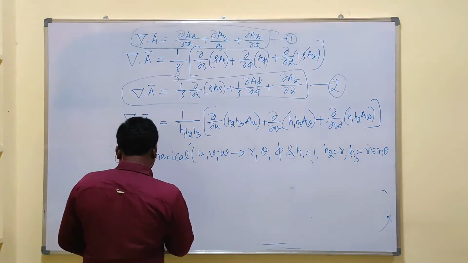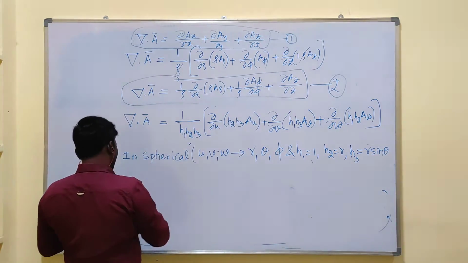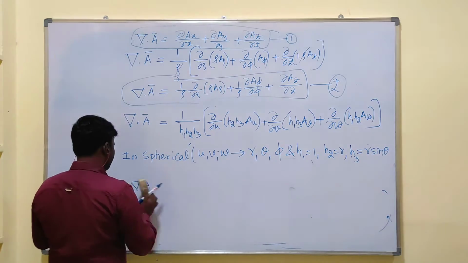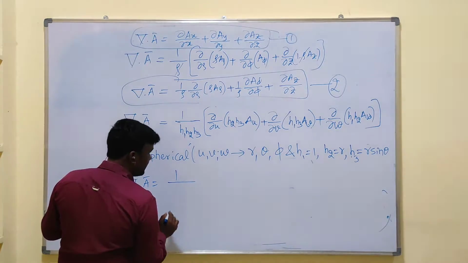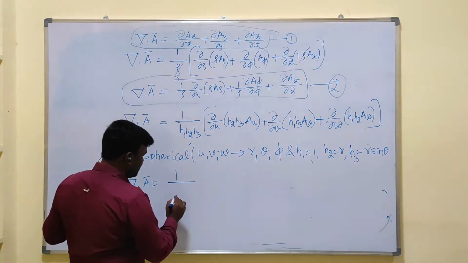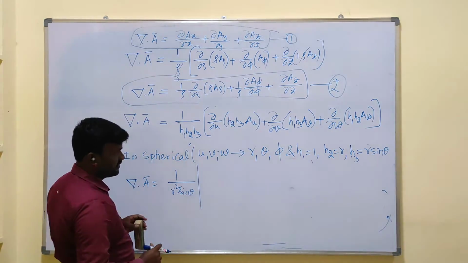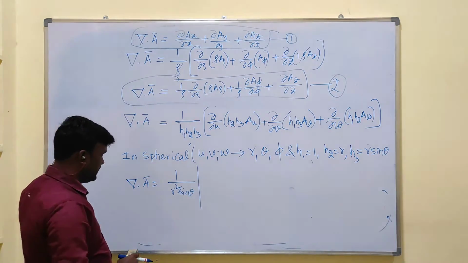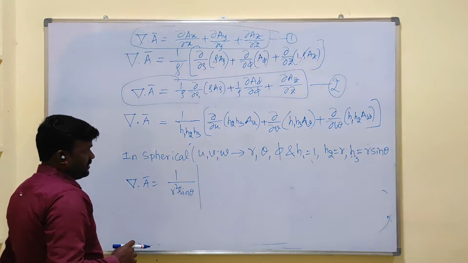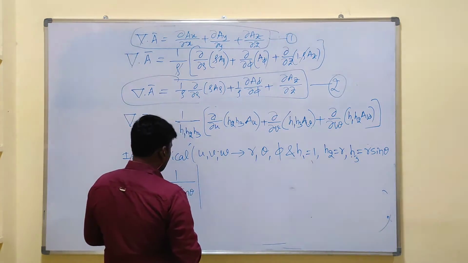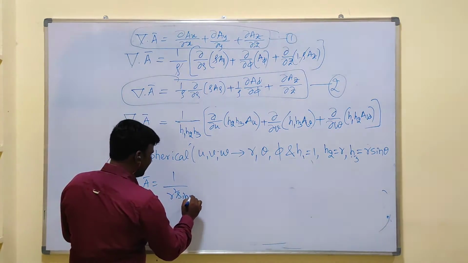Okay, now substitute all this in this one, you will get what? Del dot A. Of course, you can simplify this: 1 by h1, h2, h3. 1 into R sin theta, that is R square sin theta. So 1 by h1 h2 h3 is 1 by R square sin theta.